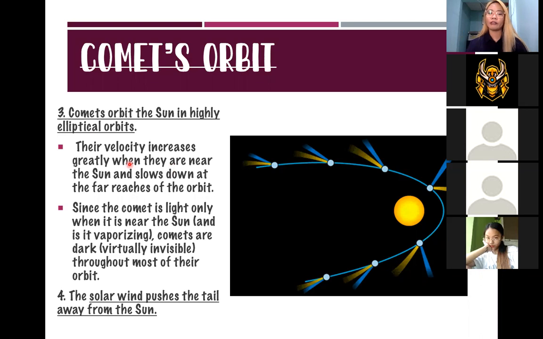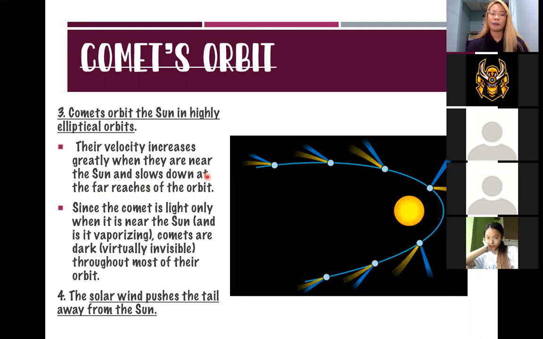Okay? And their velocity increases greatly when they are near the sun. And the reason for that is because as they get near the sun, their mass gets smaller and smaller because the ice is melting. So habang mas lumiliit siya, mas bumibilis ang kanyang velocity. And then when it reaches the outskirts of the sun, yung hindi na siya naiinitan, then it will start accumulating ice again. It will get bigger again. So that's when the velocity eventually slows down. Okay, so it slows down when it reaches the far reaches of the orbit.